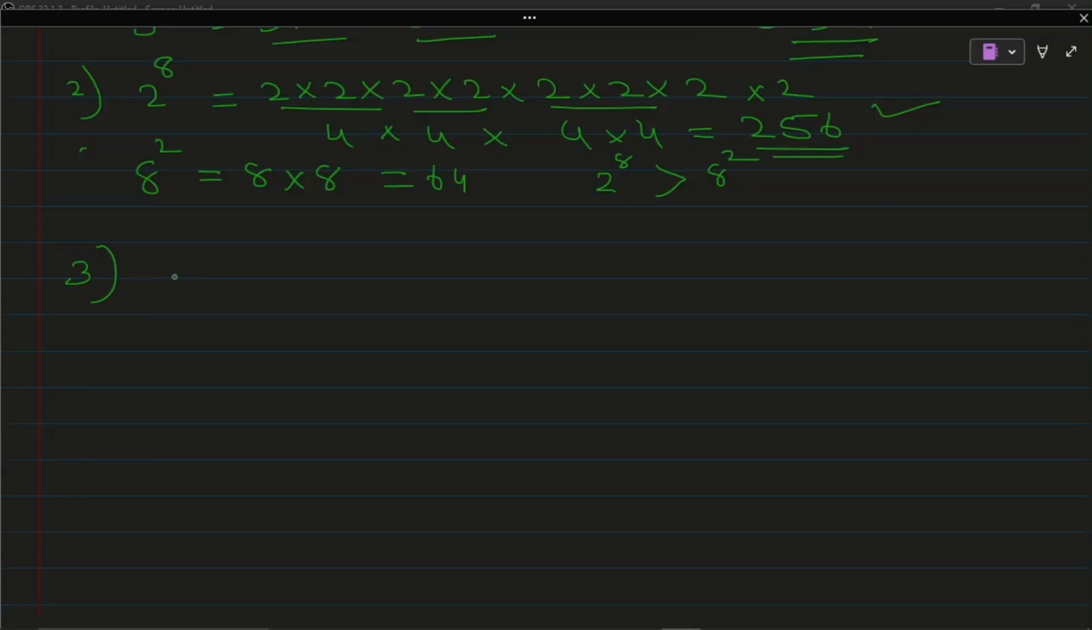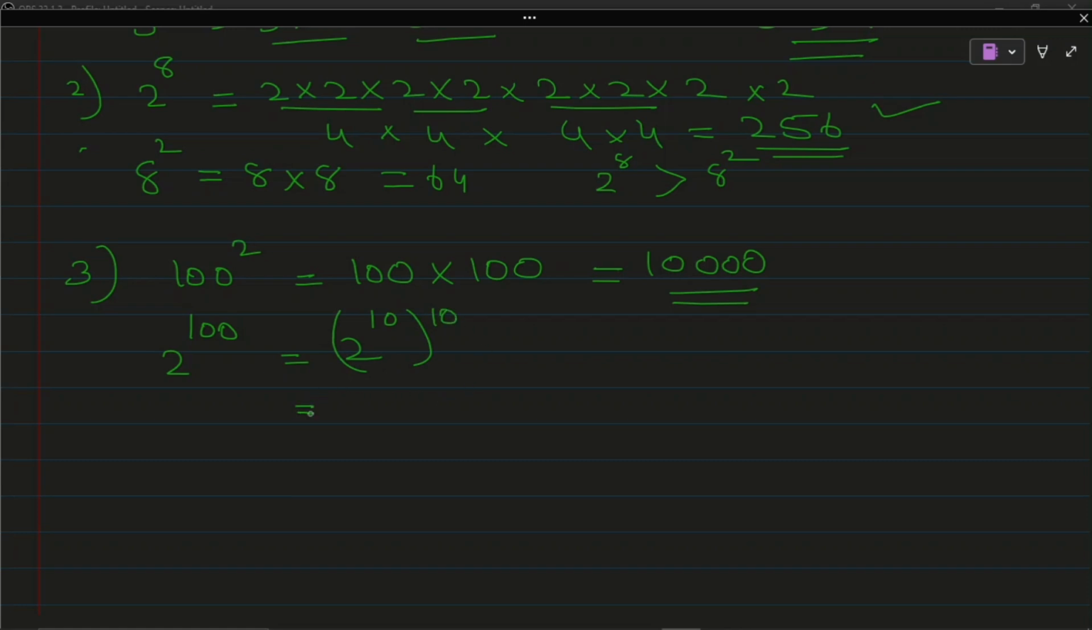Now the third question, 100 square. First we will find 100 square. That is 100 multiplied with 100. That means here 2 0s, here 2 0s. So 1 with 4 0s. That means 10,000. 100 square is 10,000. Now 2 raised to 100. This we can write as 2 raised to 10 whole raised to 10.